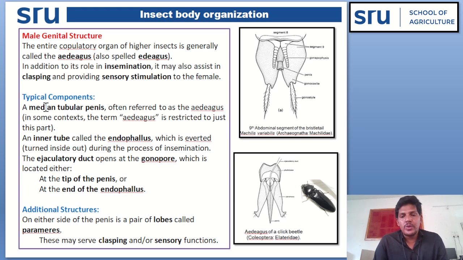Typical components include a median tubular penis, often referred to as the aedeagus, and the inner tube of this penis is known as the endophallus, which is everted during the process of insemination. And the ejaculatory duct opens at the gonopore, which is located either at the tip of the penis or at the end of the endophallus. Additional structures, such as on either side of the penis, a pair of lobes known as parameres, are also there. They mainly serve clasping or sensory functions.